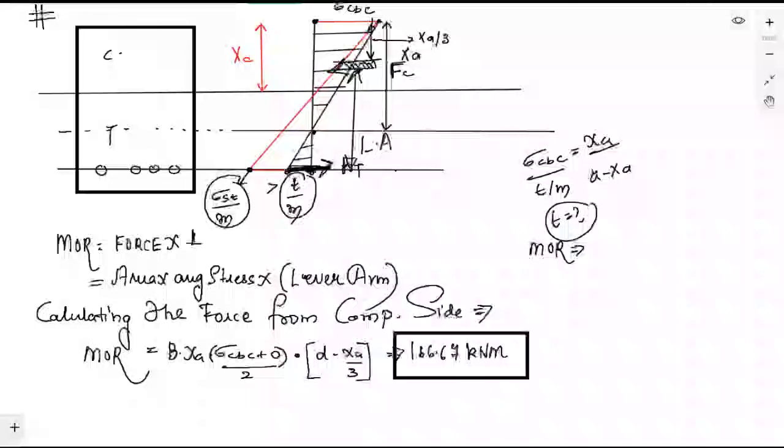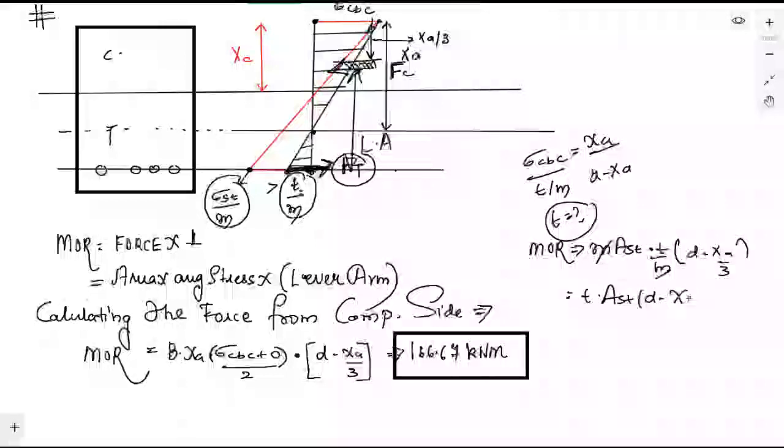Area of which portion? This force acts only in this portion, so the area will be of this portion. How much was the area? AST. Average stress: what is the stress here? T by M. The lever arm stays the same, the distance between the two forces, D minus XA by 3. So this M will get cancelled out. So you will get T into AST into D minus XA by 3. Then also the answer will be the same.